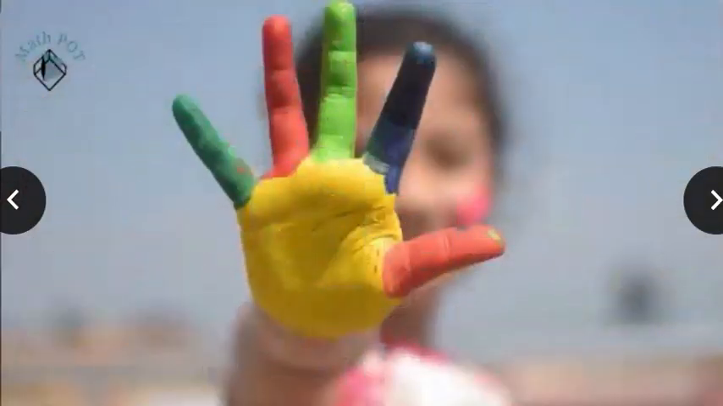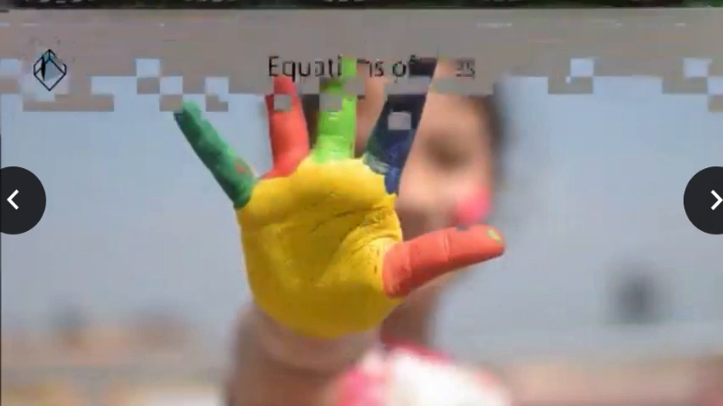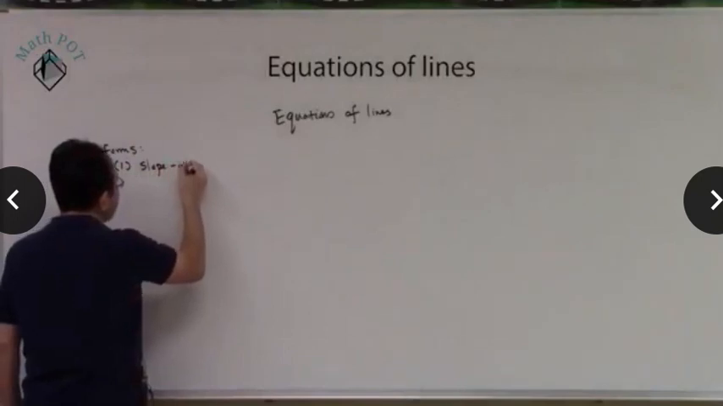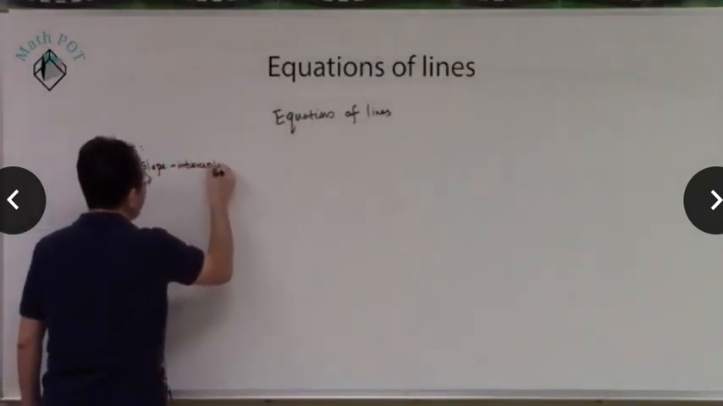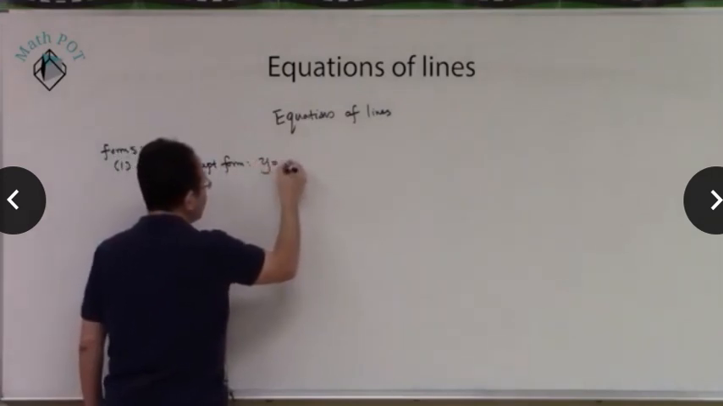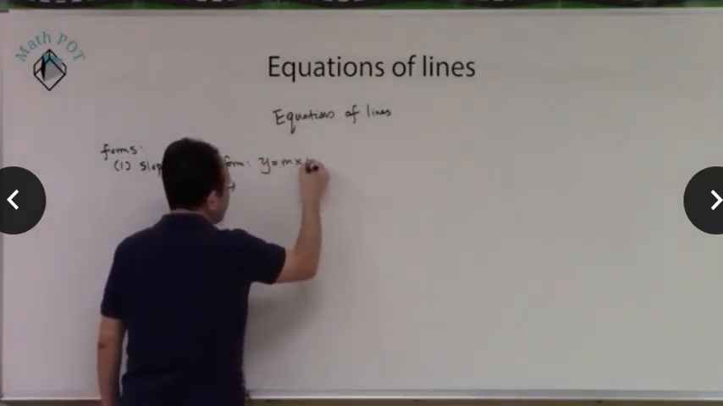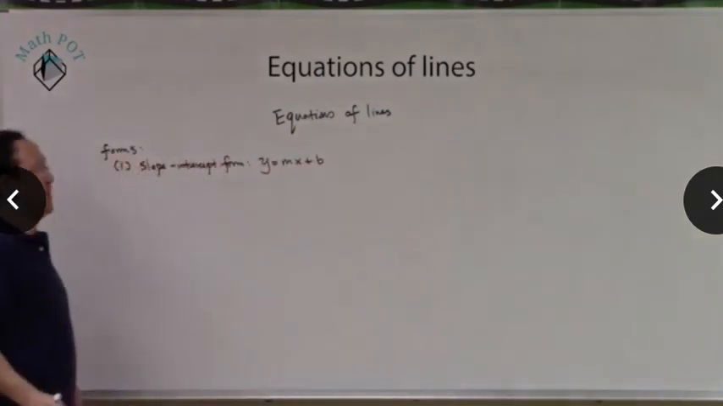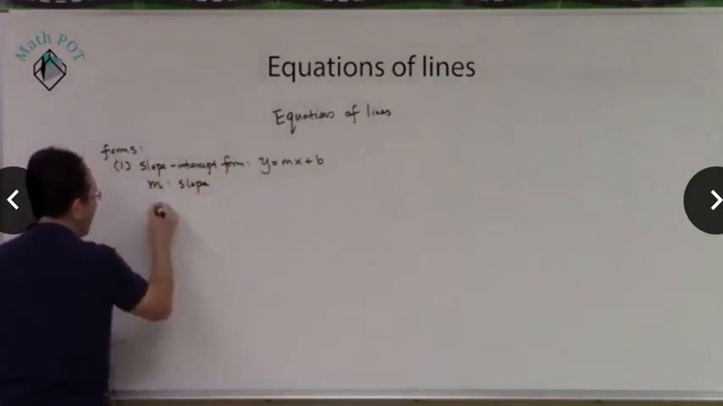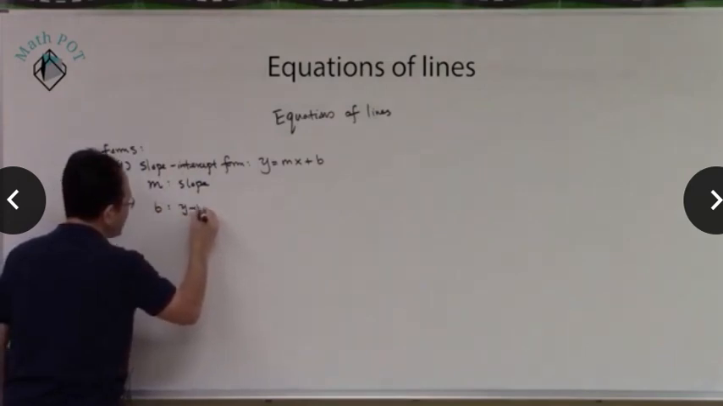We learn 5 different forms for the equation of a line. The first one is called slope-intercept form. In slope-intercept form, y equals a number before x, plus another number. We have m, which is called the slope, and b, which is called the y-intercept.